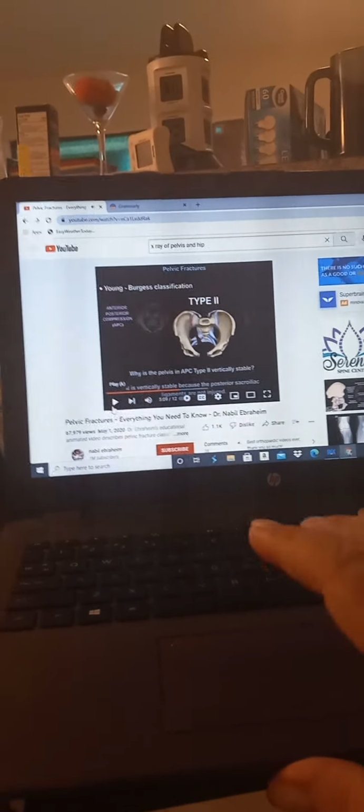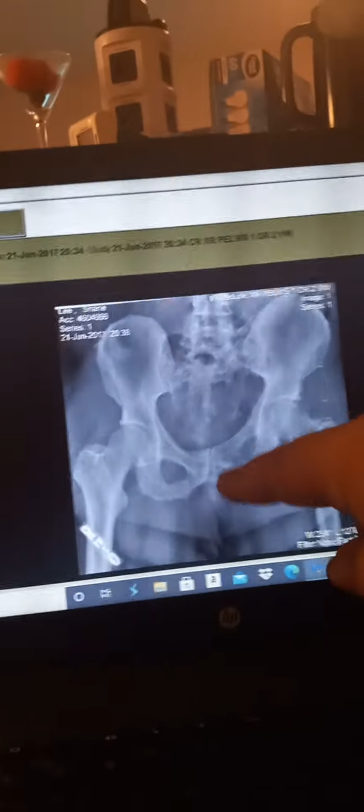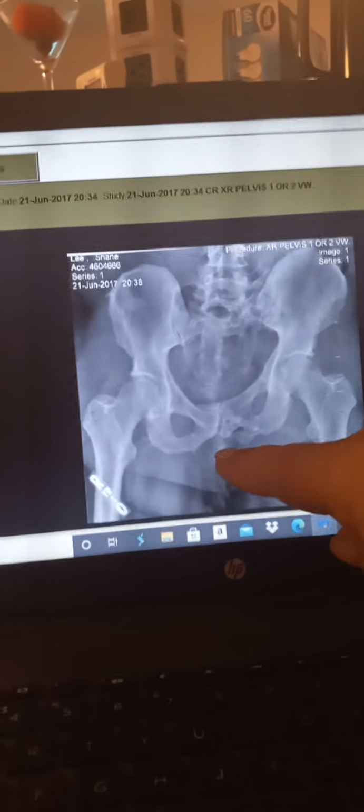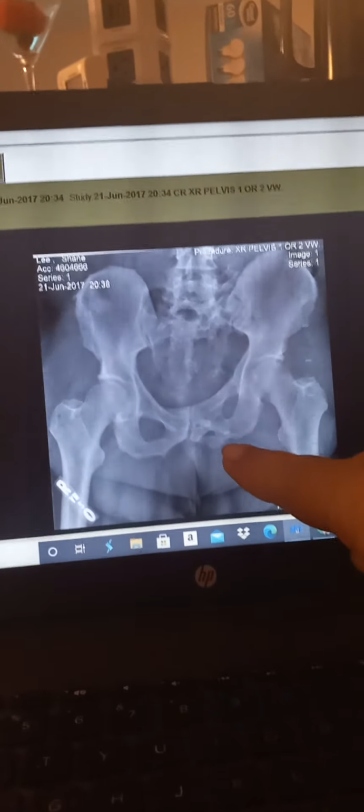Why is the pelvis in APC type 2? So, again, I can go back to the smaller view. What do you see here, though? This is not correct, right?